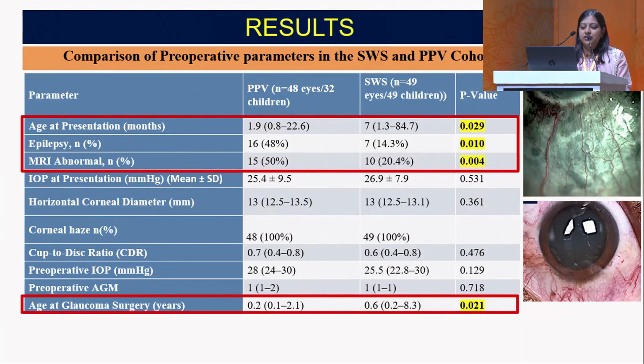49 eyes of 49 children in the Sturge-Weber group were included. Though the majority of the baseline characteristics were comparable, age at presentation and age at glaucoma surgery, the epilepsy and abnormal MRI findings were higher in the PPV group.